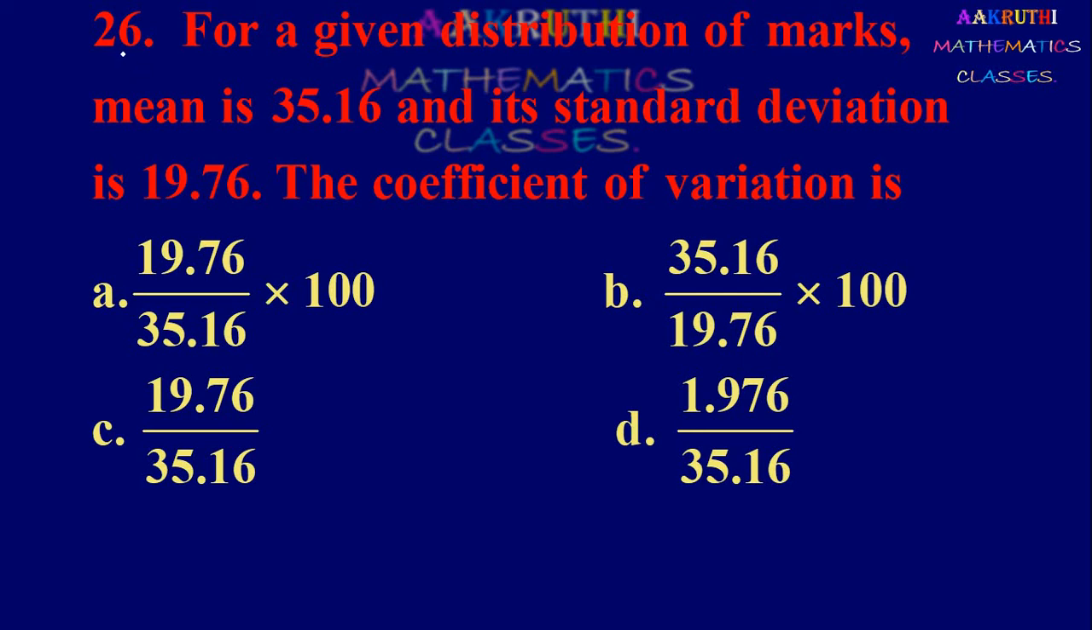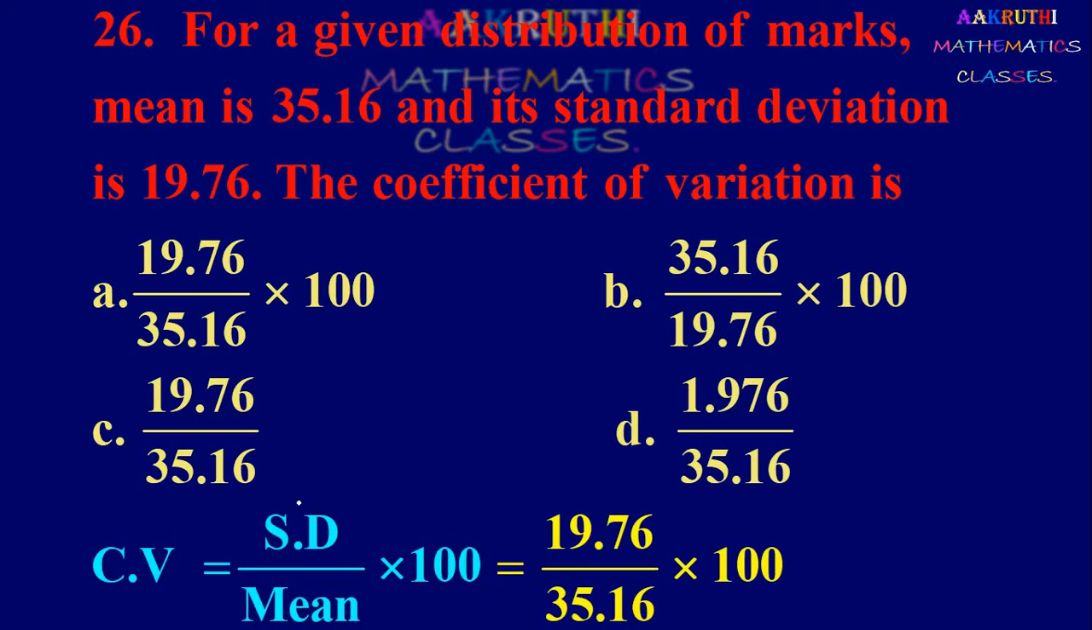So it is question number 26. For a given distribution of marks, the mean is 35.16 and its standard deviation is 19.76. Then the coefficient of variation is. Here the mean and standard deviation are given directly, so we can calculate the coefficient of variation directly. Therefore CV is standard deviation by mean into 100, which is 19.76 by 35.16 into 100, which is option A.